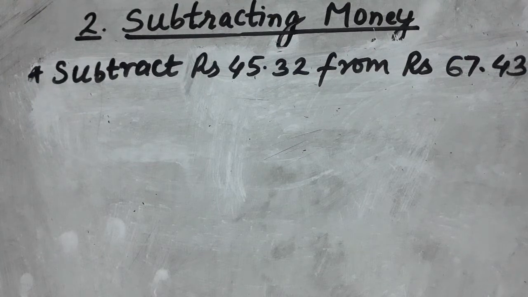Students, in the case of subtraction, if there is the term from, we always keep the term which comes after from at the top, whereas the amount which lies before from should be kept below.